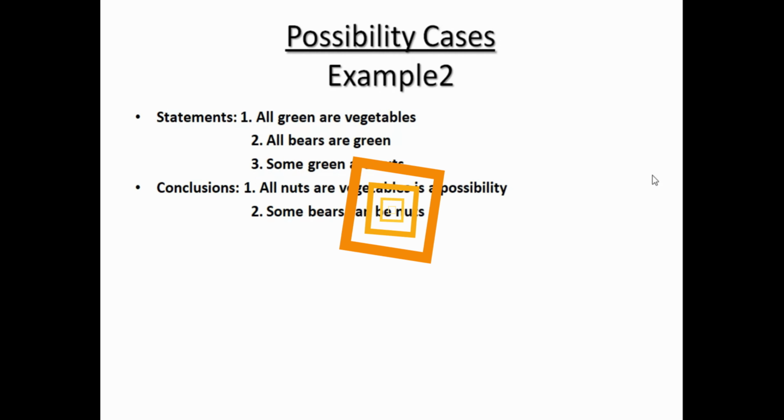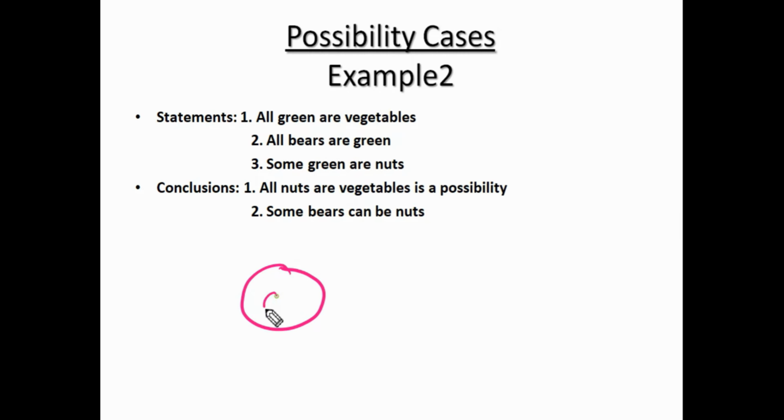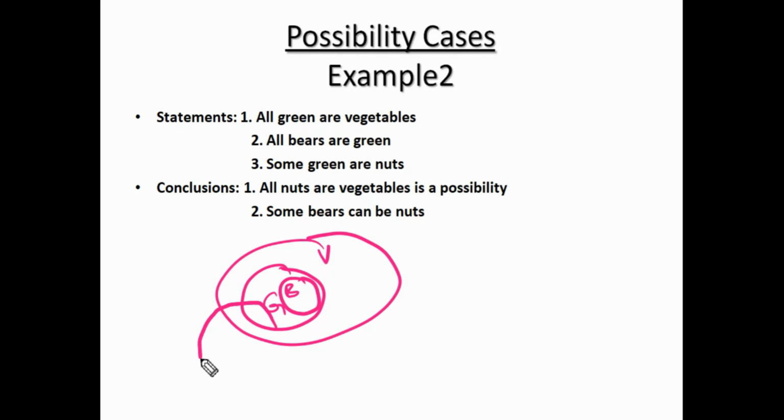Next, let us do some more questions. All green are vegetables. Possibility cases only. All bears are green. Some green are nuts. If there is some part inside the circle, we have to bring it outside. Some green are nuts. This is nuts. So this is the basic diagram.